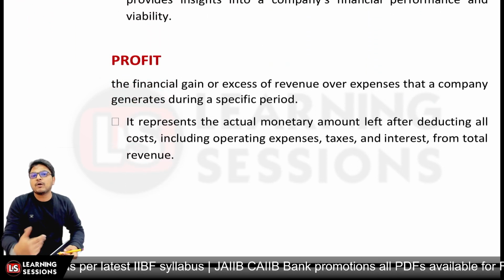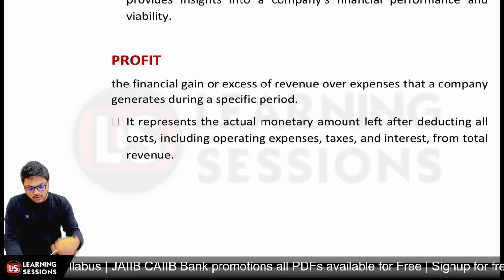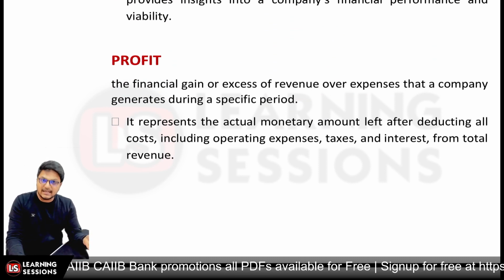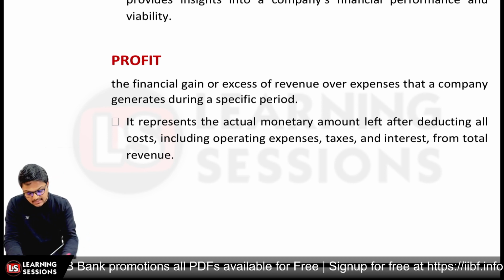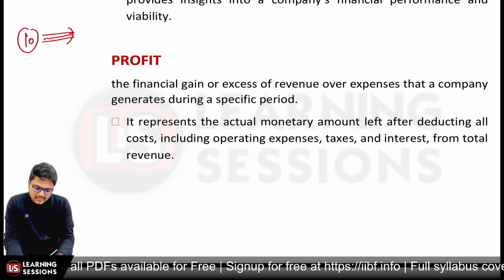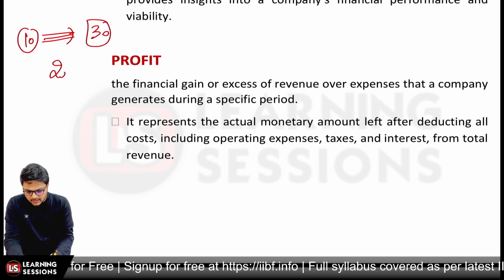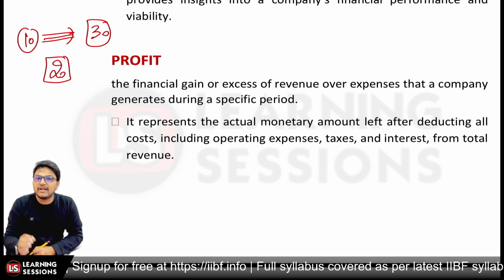Now it's related to profit. What is actually profit? The financial gain, or the excess of the revenue above the expenses that the company has made. Let's take the case that the company has incurred expenses of rupees 10 and the revenues generated are rupees 30. Now what will be the profit? The excess amount, that is 20 rupees, is the profit generated.